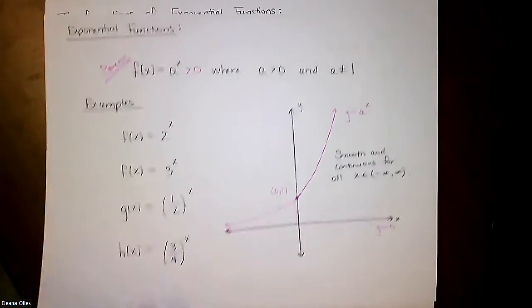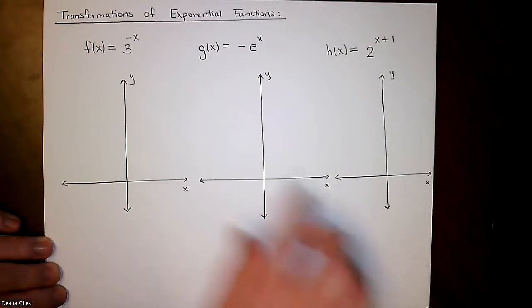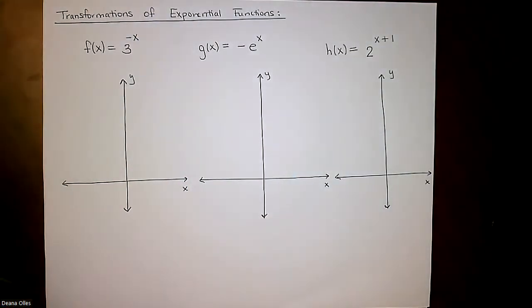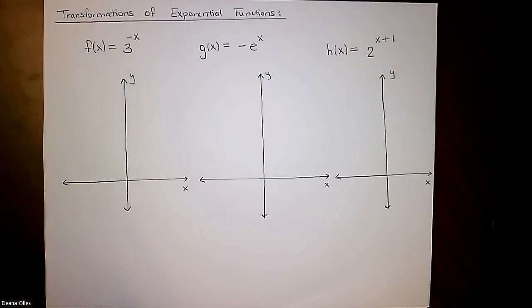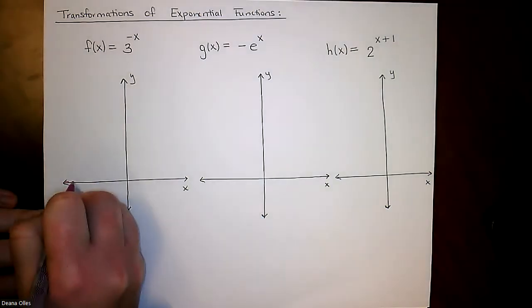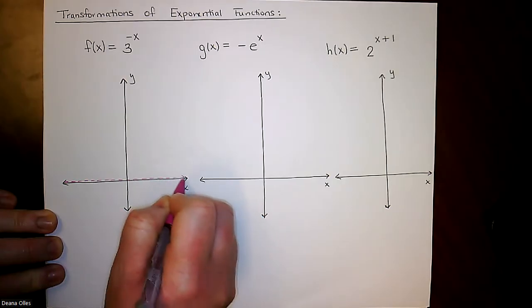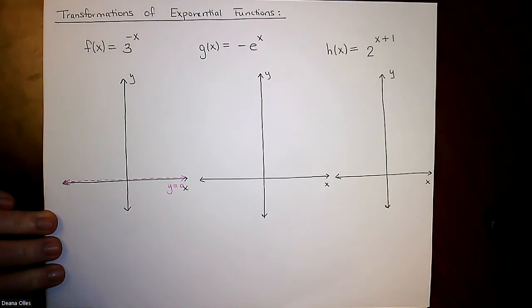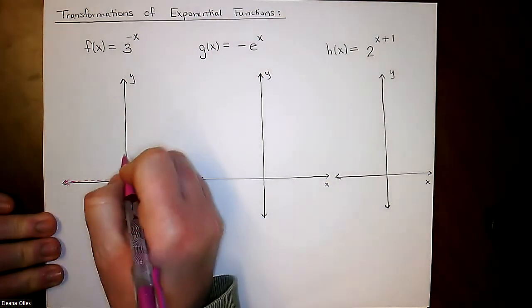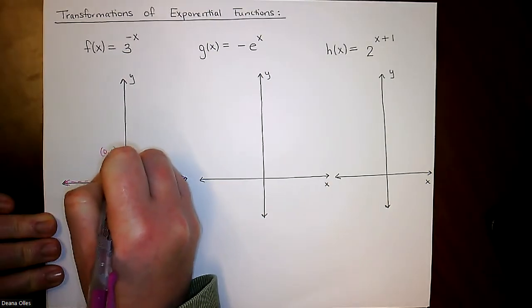All right, so we're going to go ahead and look at some transformations of exponential functions. So these are just examples of slightly more complicated exponential functions. So f of x equals 3 to the negative x. I'm actually going to go ahead and graph that with its parent function first. Okay, so don't forget, we need that horizontal asymptote of y equals 0. And we know that if we plug 0 in, we get the point 0, 1.